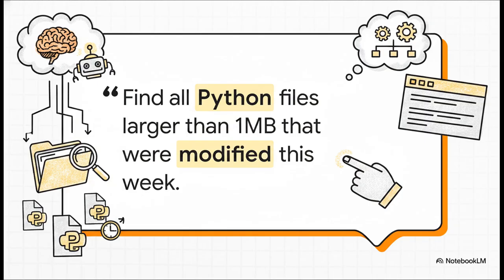The golden rule here is describe what you want, not how to do it. So instead of fighting with find flags for 5 minutes, trying to remember exactly how the modified time and size flags play together, just tell your AI. Literally type, find all Python files larger than 1 MB that were modified this week. You're just handing the AI your end goal.